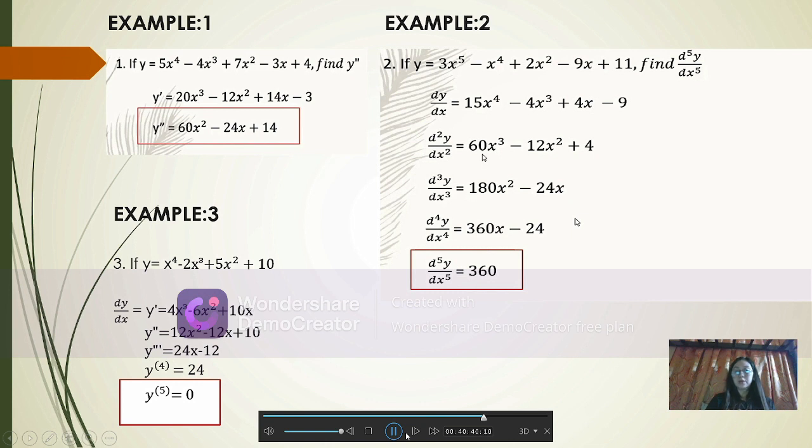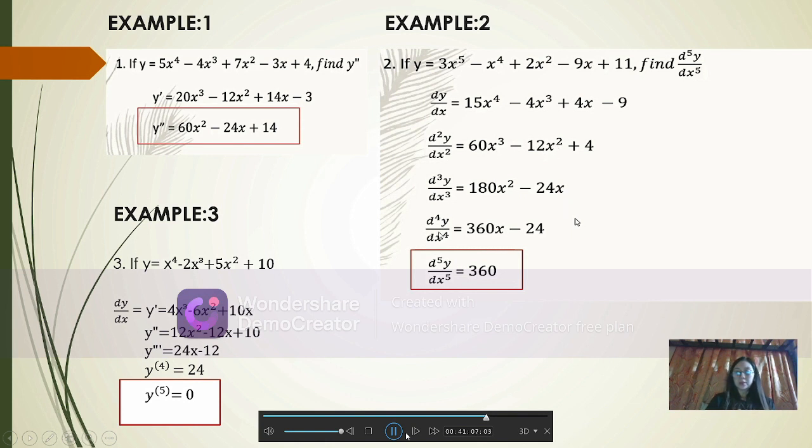Dun sa may numbers and then dun sa exponent. So, dito 60 times 3. So, 180x squared. Then, minus 24x. Yung 12 na to, times natin sa 2, magiging 24.